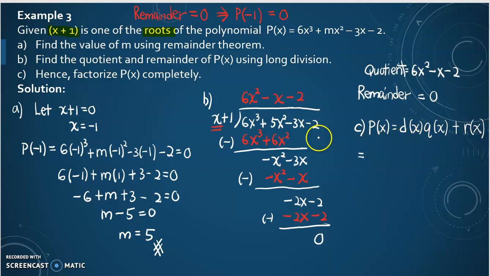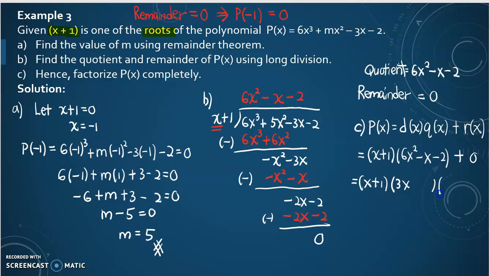In this case, our divisor is x plus 1, multiplied by our quotient, 6x squared minus x minus 2, plus the remainder, which is 0. From here, we concentrate on this part, and we can factorize it. So I try to factorize: here is 3x, here is 2x, so for the middle term, negative x, it is negative 2 plus 1. You can use your calculator to factorize this one. Let me check: 3x times 2x is 6x squared, negative 2 times 1 is negative 2, negative 4 plus 3 is negative x. So this is the answer. Now I have factorized p(x) completely.